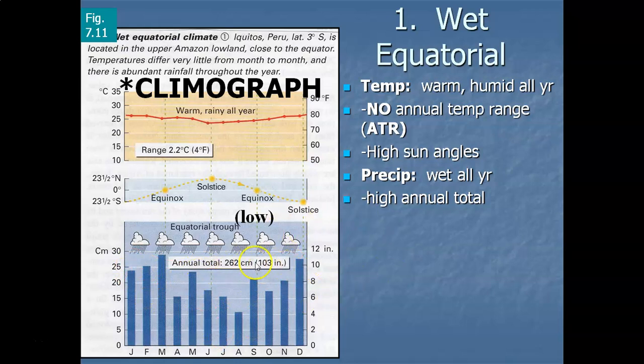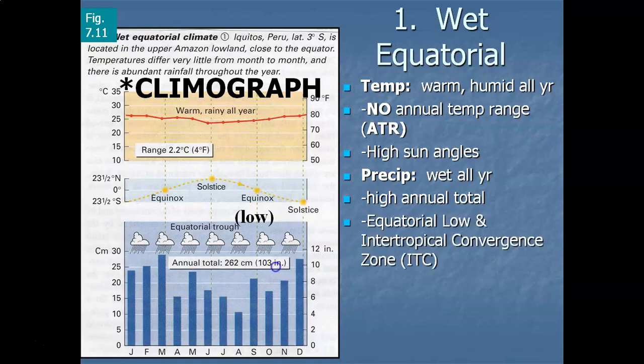So typically the wet equatorial climate usually gets in excess of 100 inches per year. So this one has about 100 on average per year. But it's not uncommon for this climate to have 200 or 300 inches per year on average at other locations. Okay, so why is it so rainy here? All right, well, where are we?